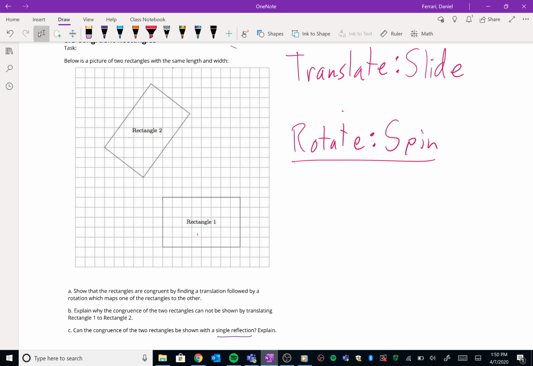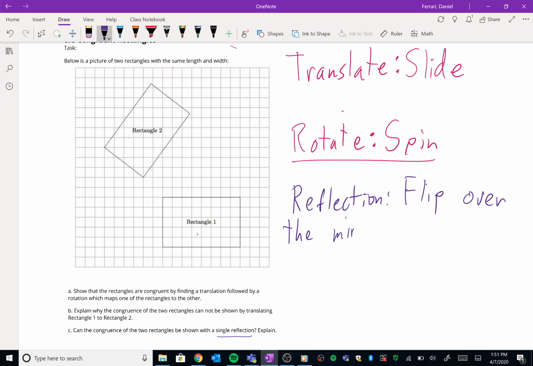This is problem C, okay, which says, can the congruence of the two rectangles be shown with a single reflection? So this is going to be very similar to what we did in the last section, the congruent segment section. So first thing, remember that a reflection is a flip over a line. It's essentially a line representing almost like a mirror, and you're showing the reflection on the other side of the mirror. Okay, so let's go ahead and start looking at this one a little more directly.